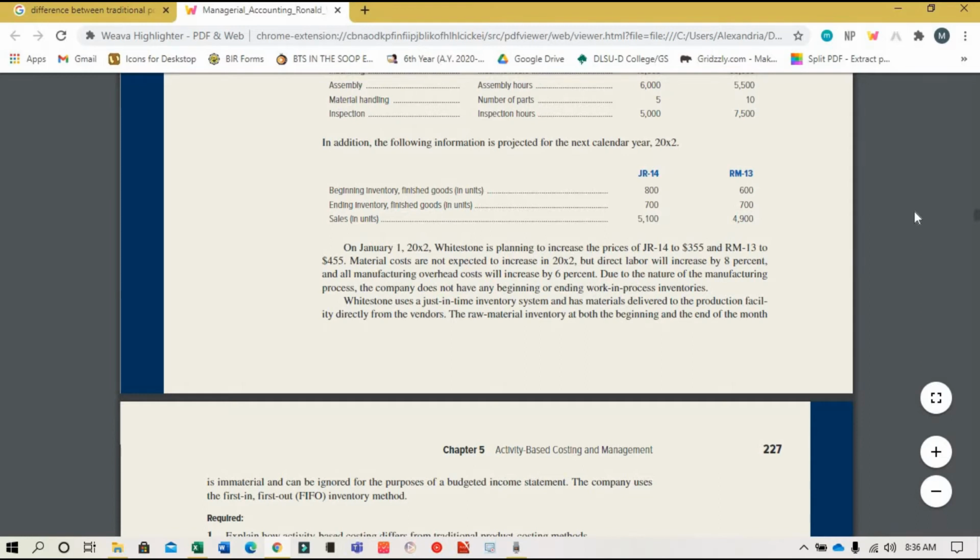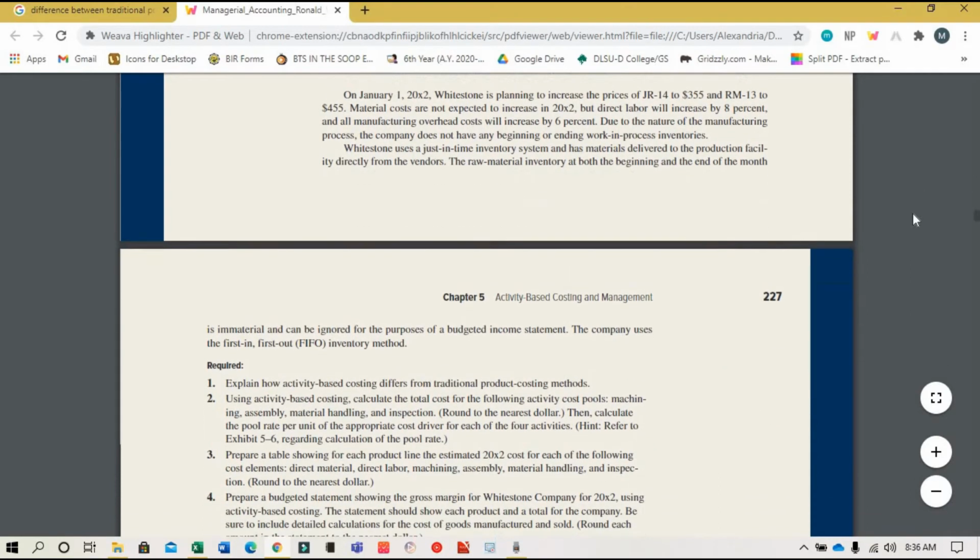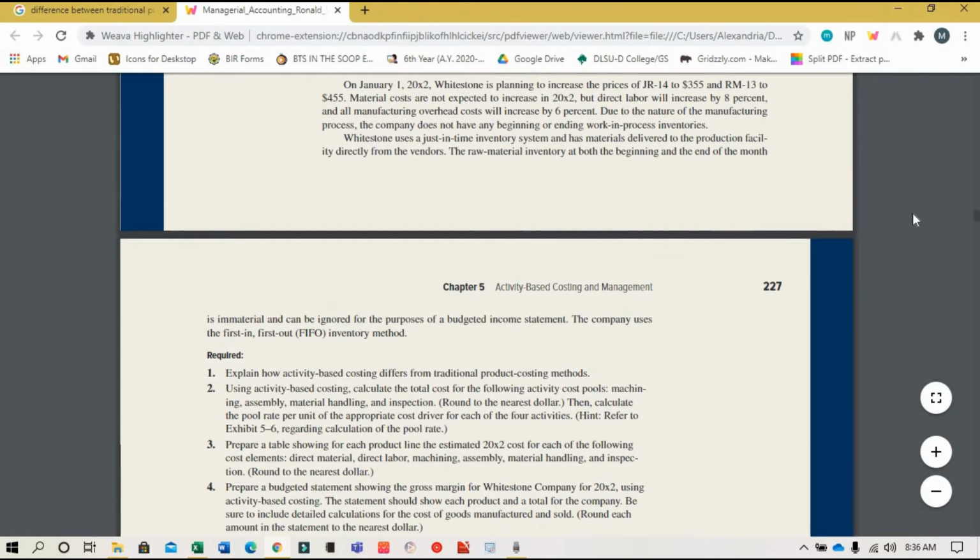So we are required to answer the following questions. For number 1, explain how activity-based costing differs from the traditional product costing methods. Number 2, using activity-based costing, calculate the total cost for the following activity pools: machining, assembly, material handling, and inspection. Round to the nearest dollar. Then calculate the pool rate per unit of the appropriate cost driver for each of the 4 activities. Refer to Exhibit 6 regarding the calculation of the pool rate.